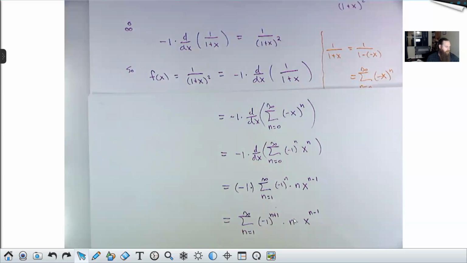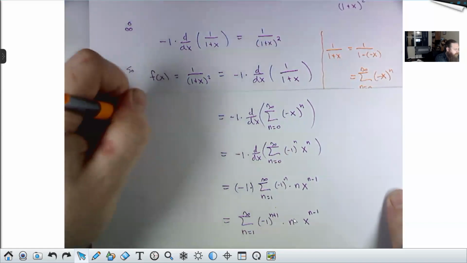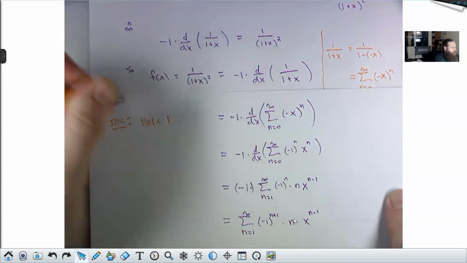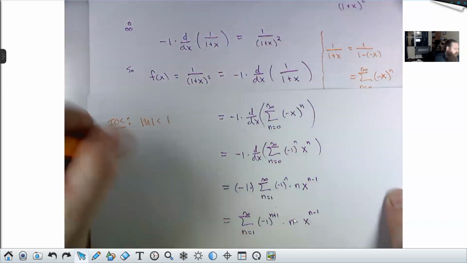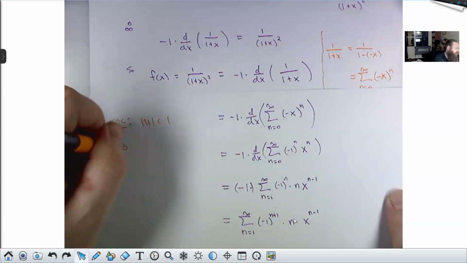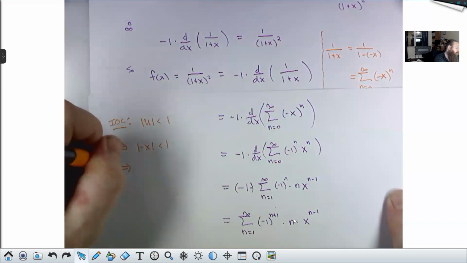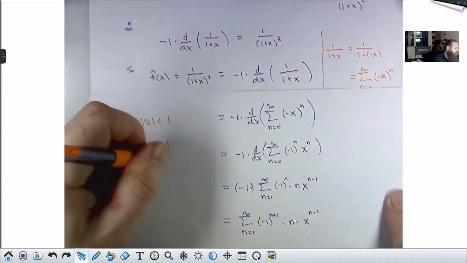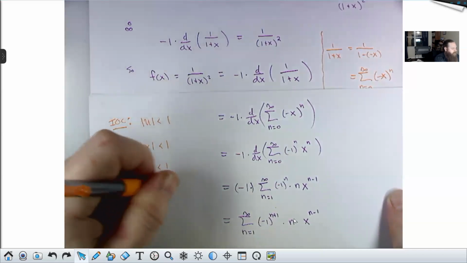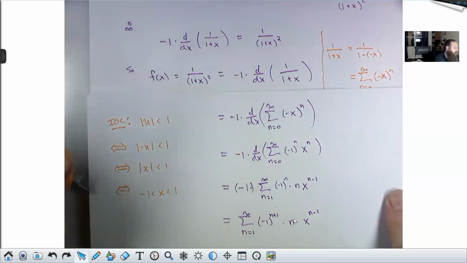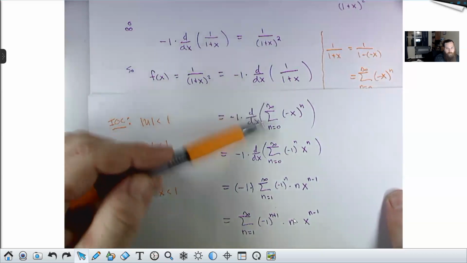And remember, when it comes to the interval of convergence stuff here, the thing we used for u was negative x. So absolute value of u is less than 1 means absolute value of negative x is less than 1. The absolute value of negative x is the same as the absolute value of x. So this is abs x is less than 1, which unpacks as negative 1 is less than x is less than 1. That gives me the interval of convergence for the series that I differentiated here.